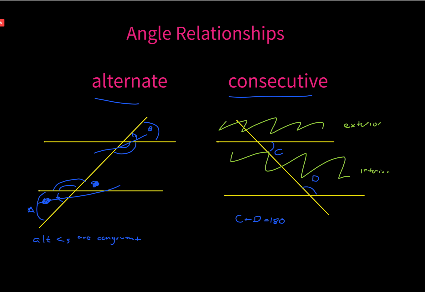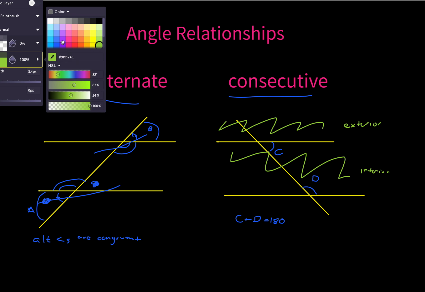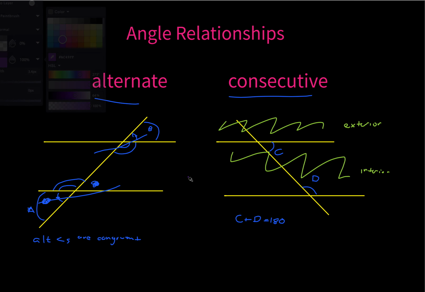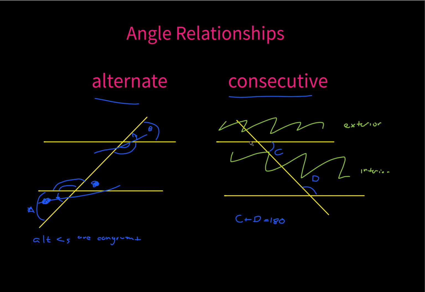So, if an angle we're focusing on falls within this area here, it'll be known as an interior angle. Whereas if an angle falls above that area, say here, it will be known as an exterior angle. So now we're able to combine the terms interior and exterior with the terms alternate and consecutive.